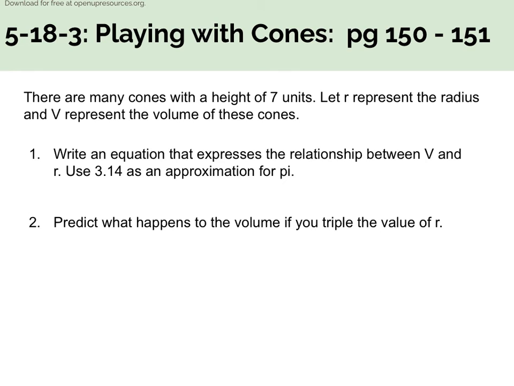So let's first of all write down the equation for a cone. Our equation is V equals 1/3 times pi times radius squared times height, right? Our height is 7, so we're given that information and we want to use 3.14. So we have 1/3 times 3.14 times 7, and then we have r squared still left over. So let's grab our calculators.